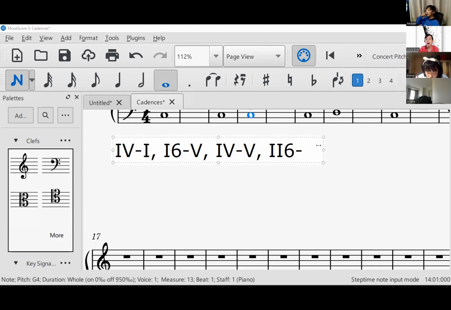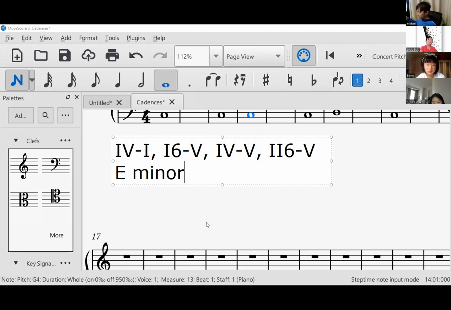2 6 to 5 in, let's see, let's do it in E minor. 4 to 1, 1 6 to 5, 4 to 5, and 2 6 to 5 in E minor. And don't forget that in chord 5, you need to raise the leading note.